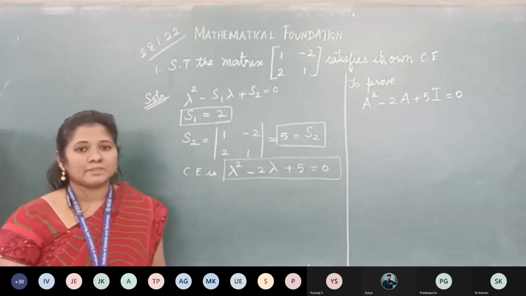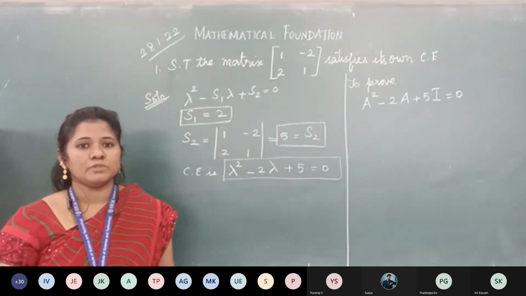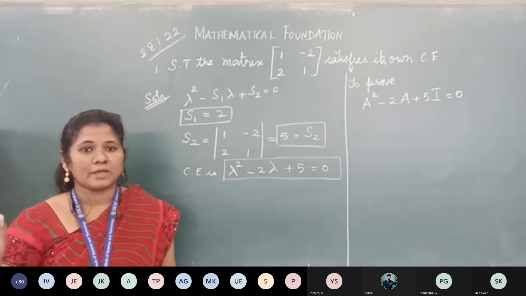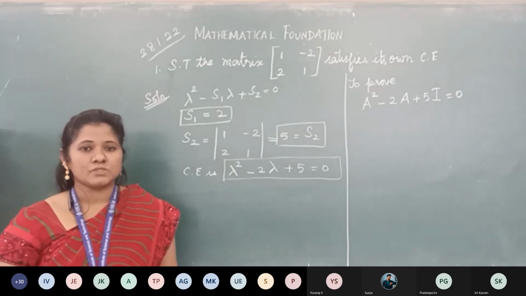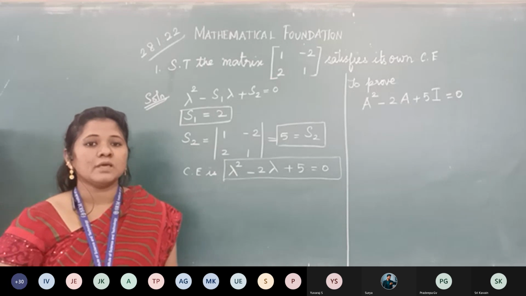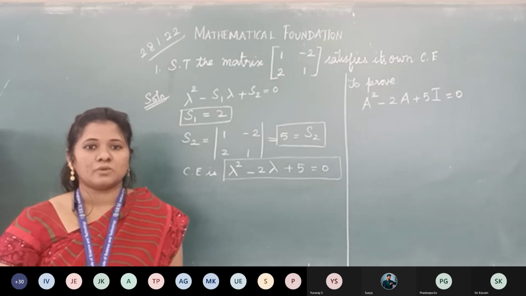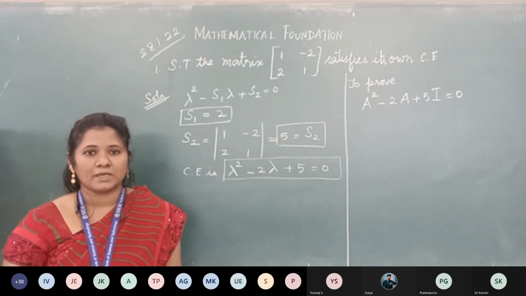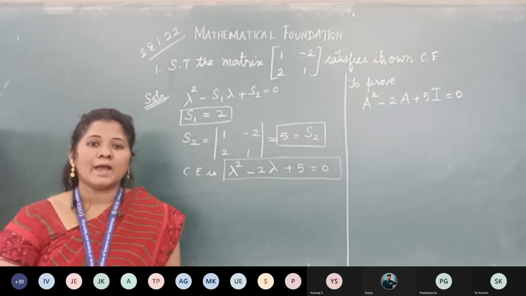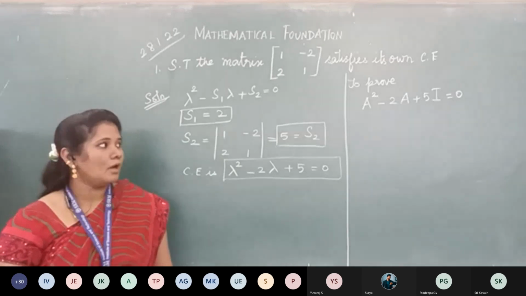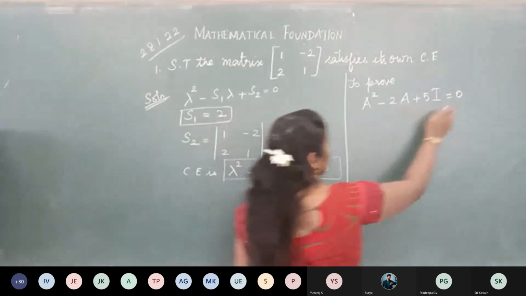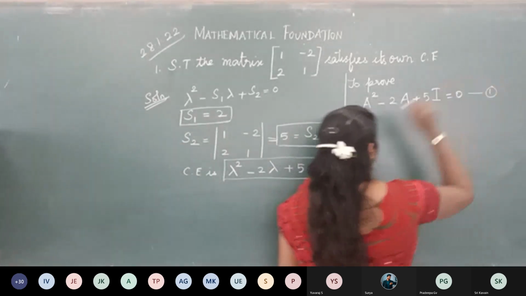So this is what you're going to prove. If they ask you to prove that the given matrix satisfies the Cayley-Hamilton theorem, you find out your characteristic equation. After finding it, you substitute the given matrix instead of lambda, and if you've got a constant term, you write it as the identity matrix. You take this as your first equation.